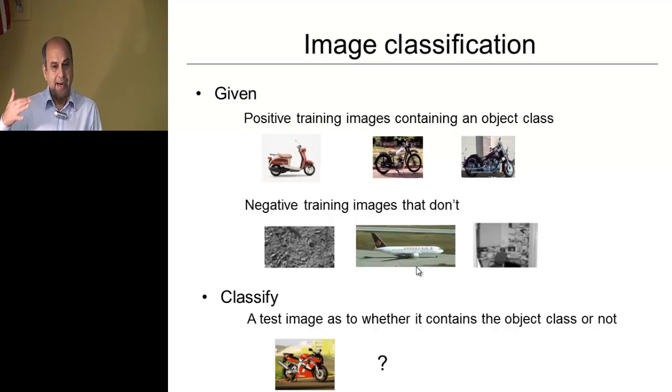So this is a learning-based method where we learn what the motorbike looks like. What are the features which a motorbike image will have, and then there'll be testing. So there are these two parts, learning and testing. So you need to understand that.